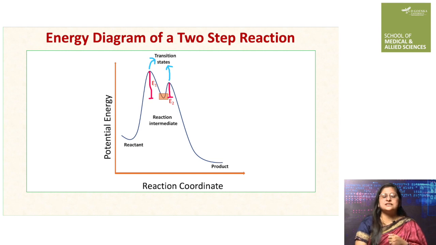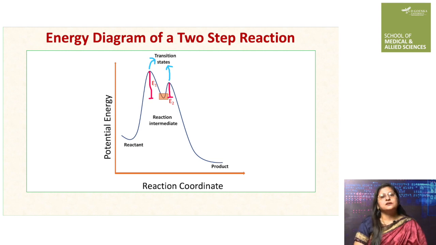This intermediate can be visualized as a kind of valley in the path of the reaction, higher in energy than both the reactant and product, but lower in energy than the two transition states. The maxima of the two peaks are considered transition states.